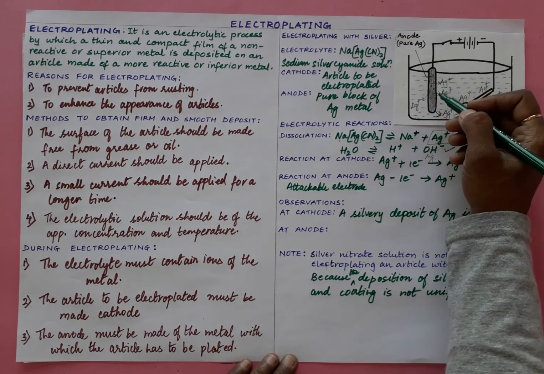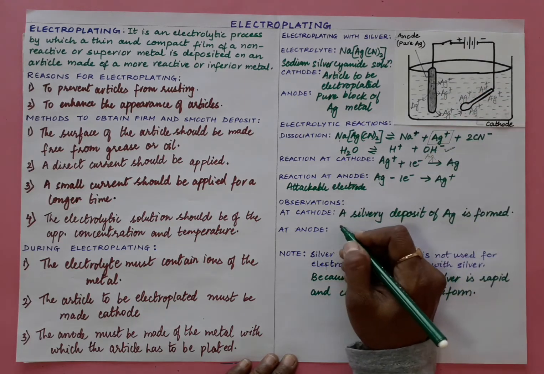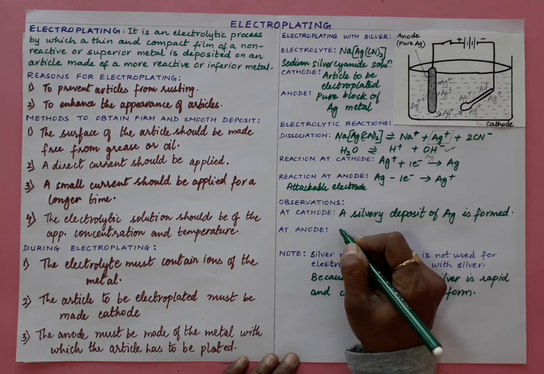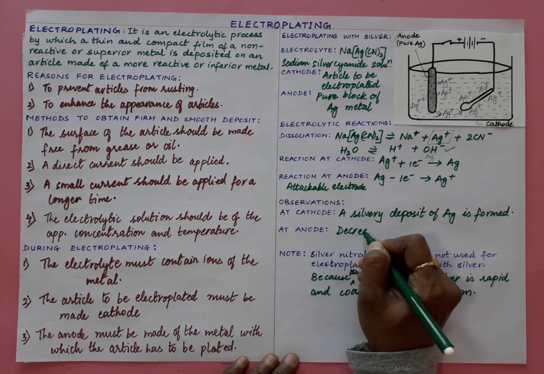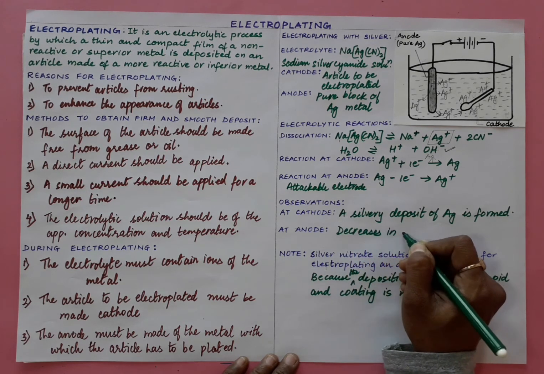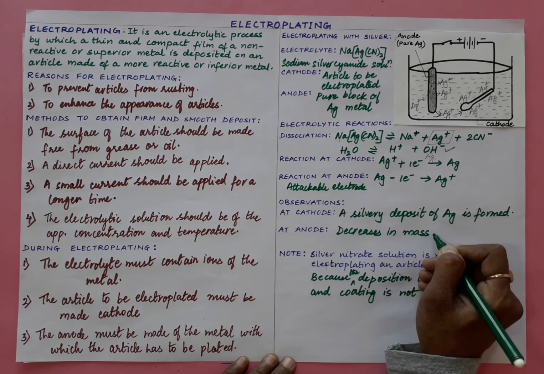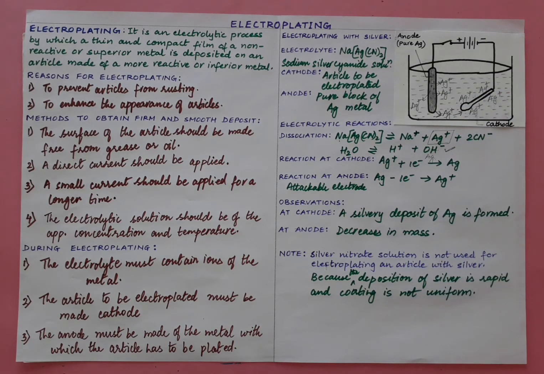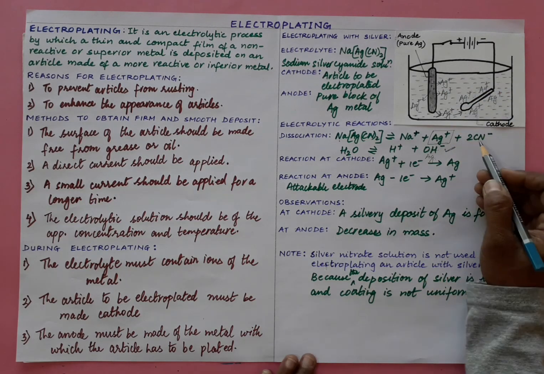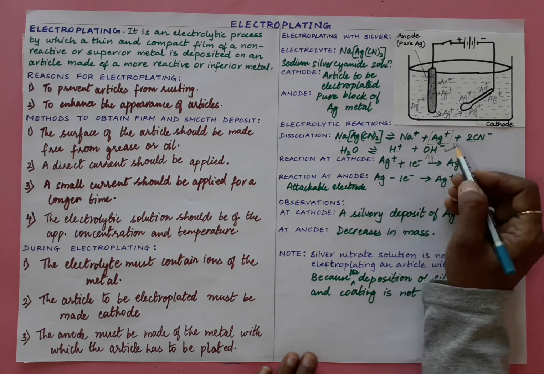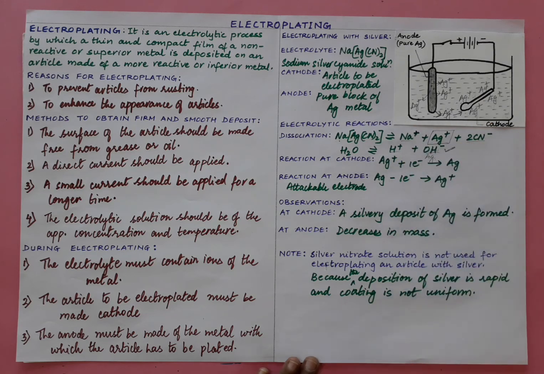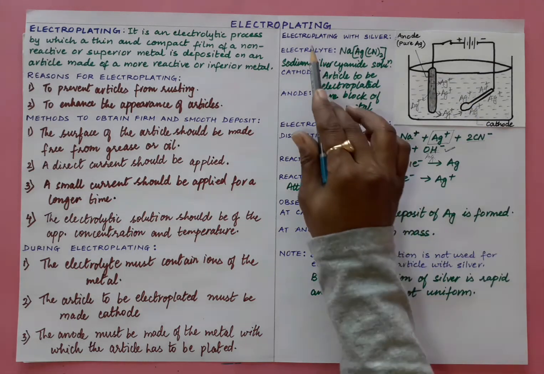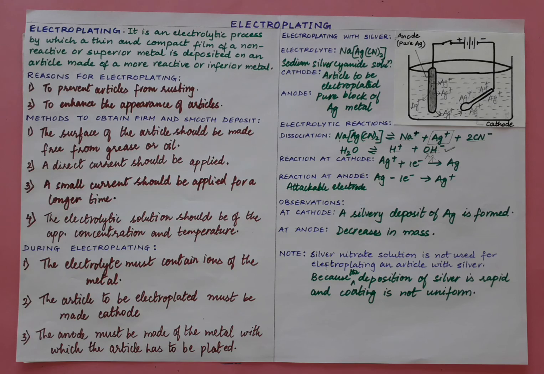And at anode, the anode itself is made up of silver. So here you will see the anode decreases in mass. You will see slowly the size of the anode decreases, because it is getting used up. And the rest of the ions will remain dormant, inactive at the bottom of the electrode. So this was electroplating, and here the example I have explained is electroplating with silver, right?